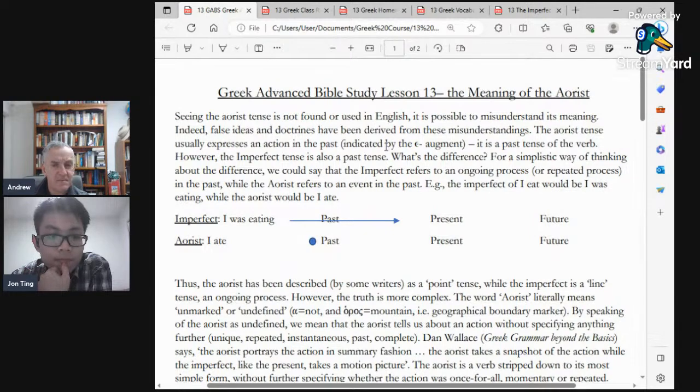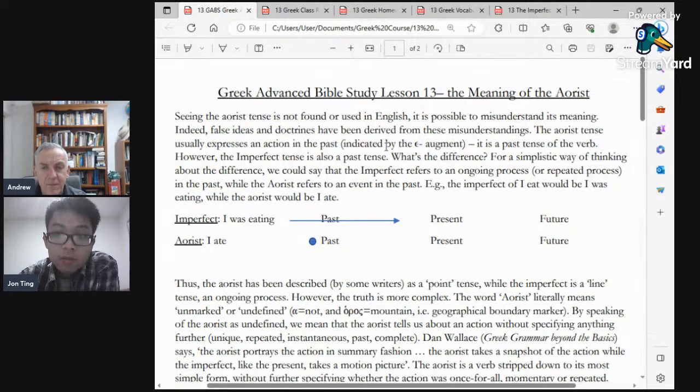Seeing the aorist tense is not found or used in English, it is possible to misunderstand its meaning. Indeed, false ideas and doctrines have been derived from these misunderstandings. The aorist tense usually expresses an action in the past, indicated by the epsilon augment. It is a past tense of the verb. However, the imperfect tense is also a past tense. What's the difference?